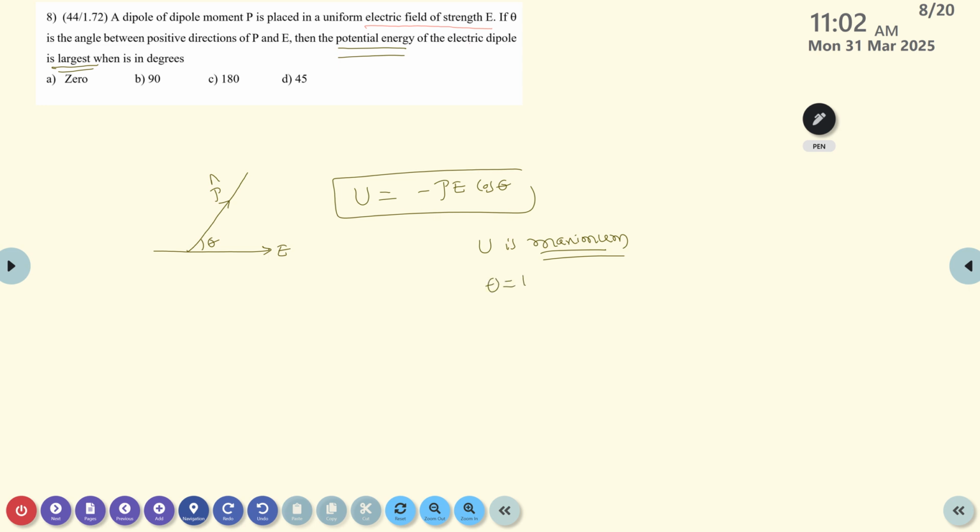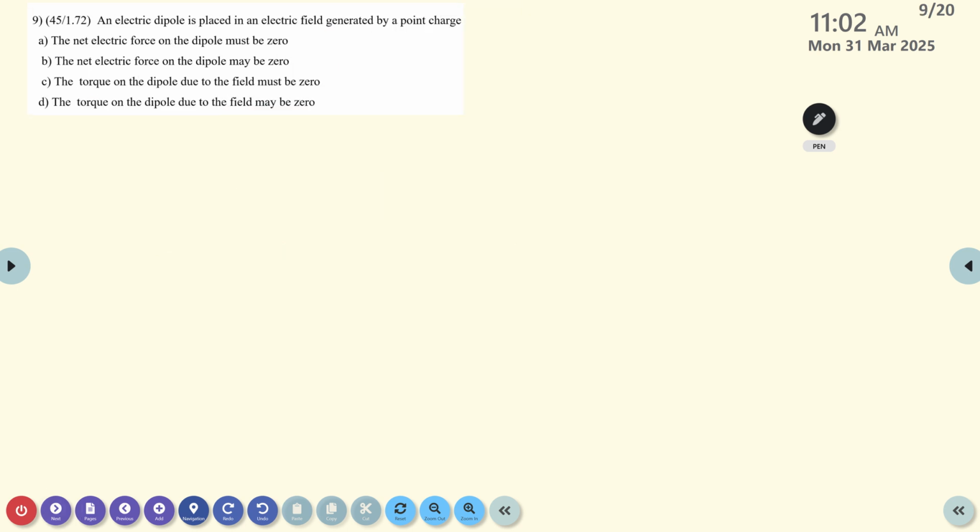Largest means theta equal to what? 180 degrees. So U equal to minus P cos of what? 180. What is cos of 180? Minus 1. P into E into minus 1. U equal to what? Plus P into what? E. This is the maximum. So theta equal to 180 degrees. Next.